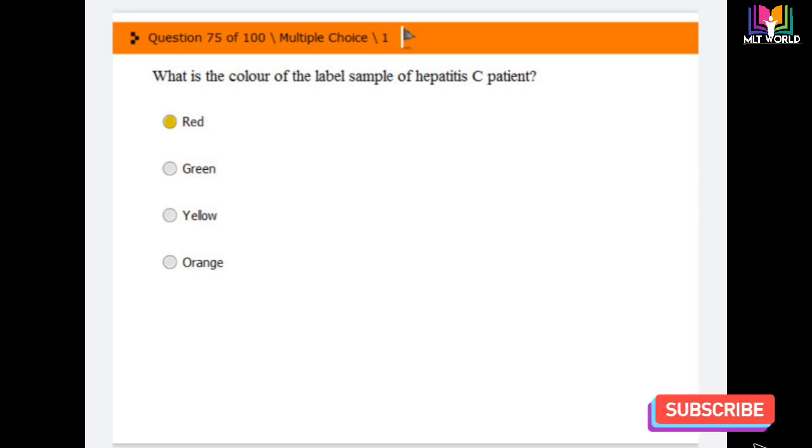Question number 75. What is the color of the label sample of hepatitis C patient? Options are red color, green color, yellow color, and orange color. And the correct answer is red color label sample of hepatitis C patient.